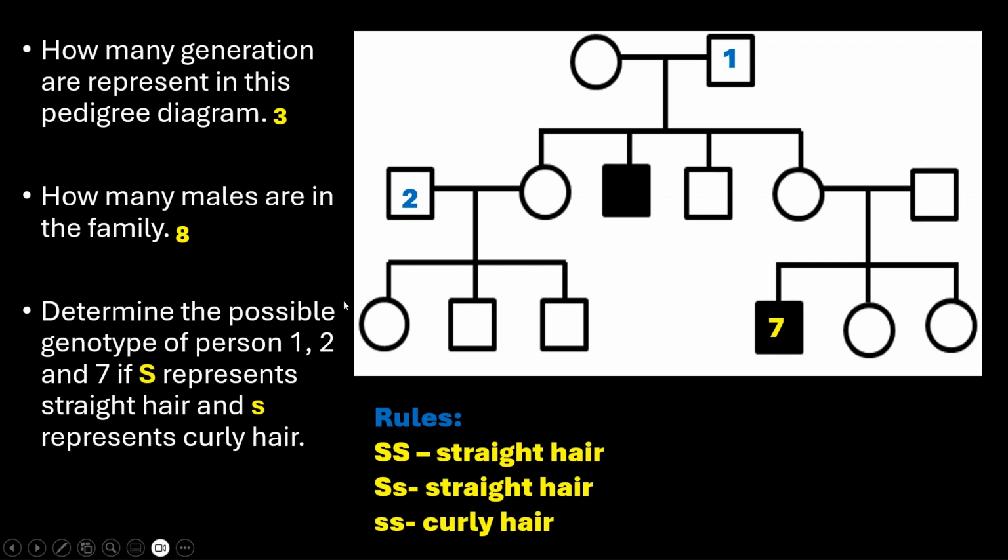So here, if you start from the top, a female with straight hair and a male with straight hair produce four offspring: two females, two males. Three have straight hair, and one has curly hair. That means curly hair is recessive and straight hair is dominant. So first of all, one will have to be recessive or homozygous recessive or homozygous dominant. What about the female? The female too, the same.